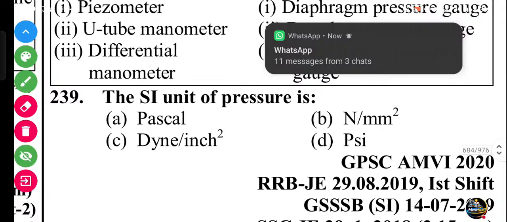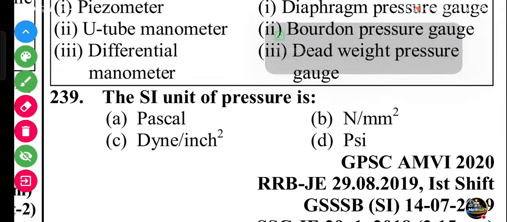Next question, friends. The SI unit of the pressure is Pascal.